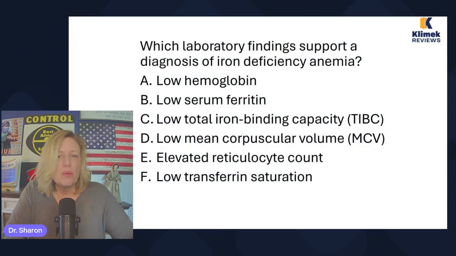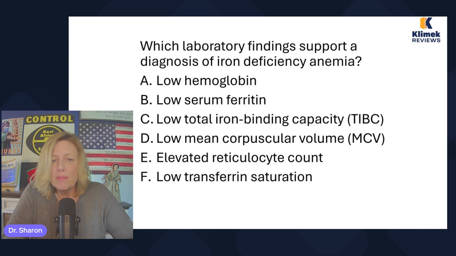Which laboratory findings support a diagnosis of iron deficiency anemia? Low hemoglobin, low serum ferritin, low total iron binding capacity, low mean corpuscular volume, elevated reticulocyte count, low transferrin saturation. All right, so we're looking at laboratory findings, so we'll just do a little teaching about them here. Low hemoglobin, that is the definition of anemia, so yes. Low serum ferritin. Ferritin is just another word for iron, essentially. So when you measure iron level, you measure ferritin level, so you're going to have a low ferritin.